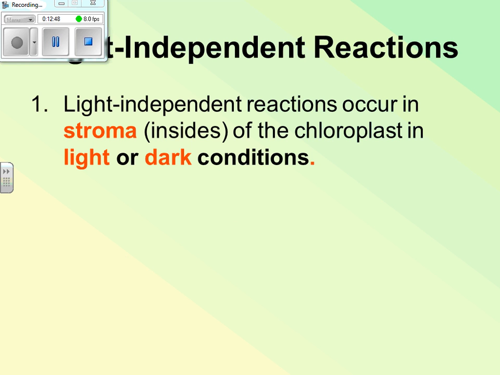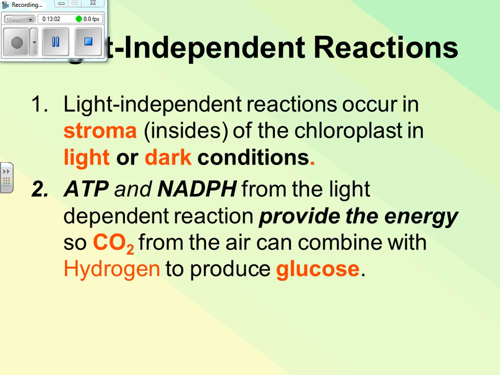So if we go on to the light-independent reactions, light-independent reactions occur in the stroma, which is like the cytoplasm in the chloroplast. It can happen under light conditions or dark conditions. It doesn't matter. Right? The light was already used in the first step. So the energy from the sun, again, is stored in ATP and NADPH from the light-dependent reactions, and they provide the energy so that carbon dioxide from the air can combine with hydrogen from the water to produce glucose.